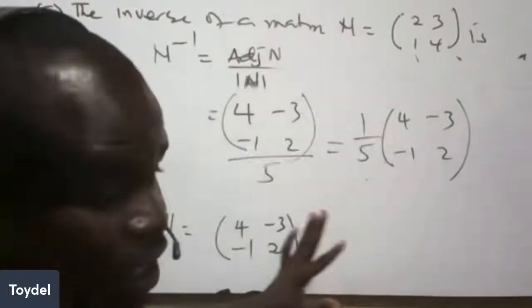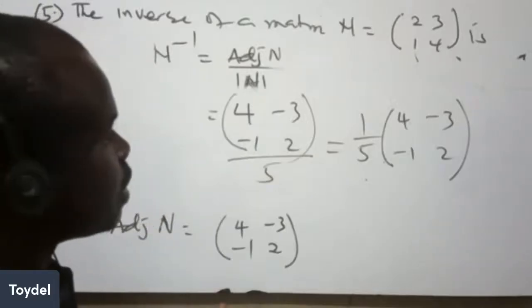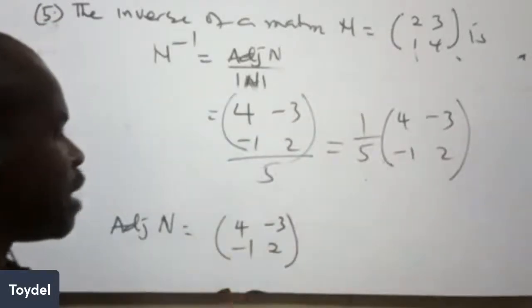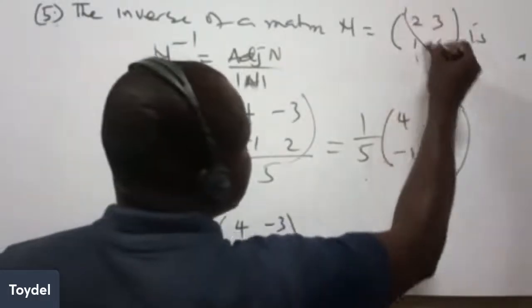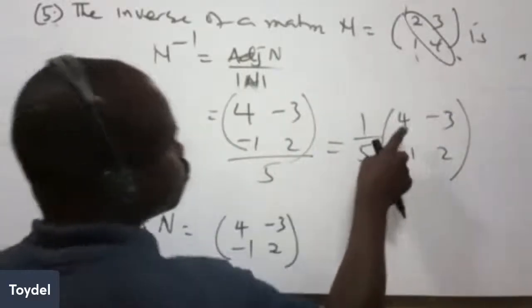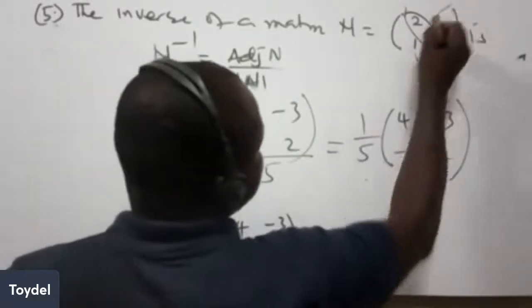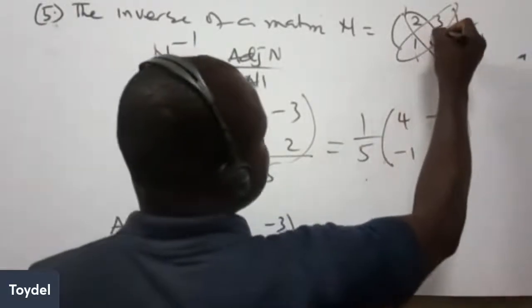Instead of going through all this process, you don't have that time when you are dealing with multiple choice questions. What you are expected to do is find the determinant. Once you know the determinant, just put 1 over 5 into brackets. What you are given here is called the leading diagonal. Just exchange the leading diagonal, 2 to 4, 4 to 2. Then the other diagonal, just leave it. Introduce negative.